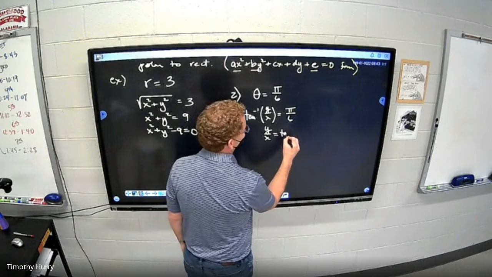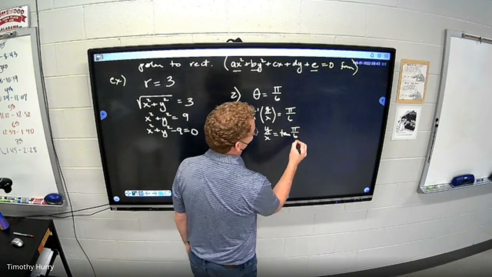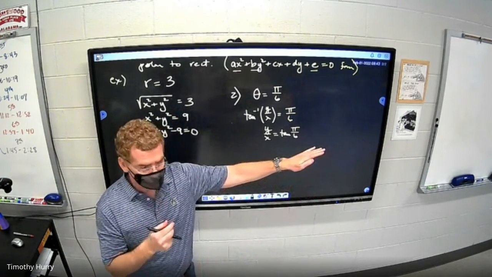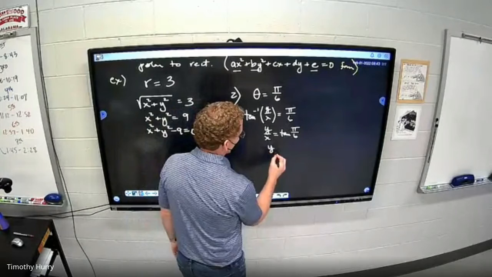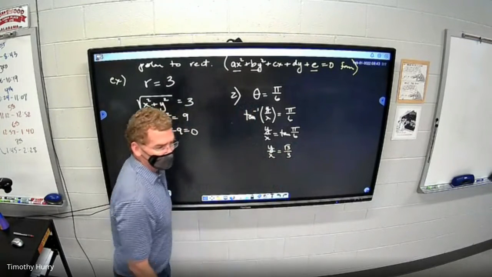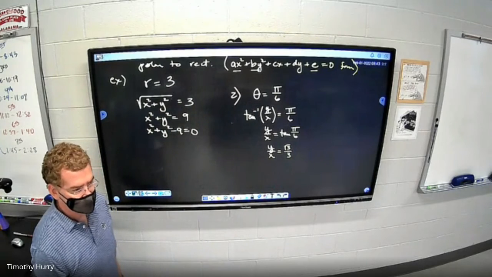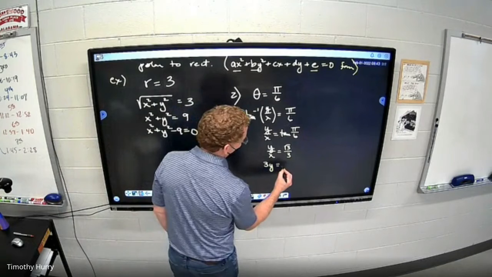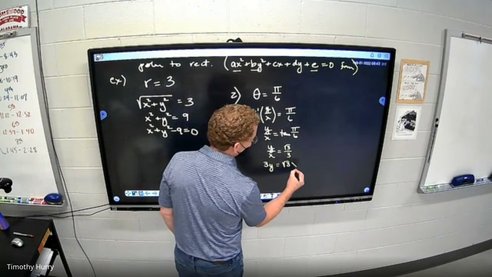And a tangent on the right. Oh, wait, I know the unit circle. What is the tangent at 30 degrees? Root 3 over 3. So y over x is root 3 over 3. And at this point, what could I do? Cross multiply. So 3y equals root 3x.